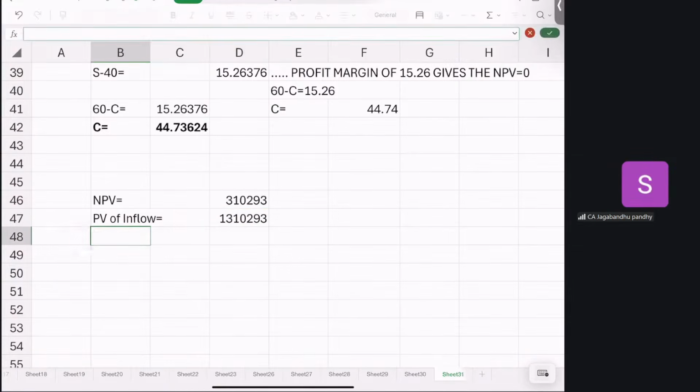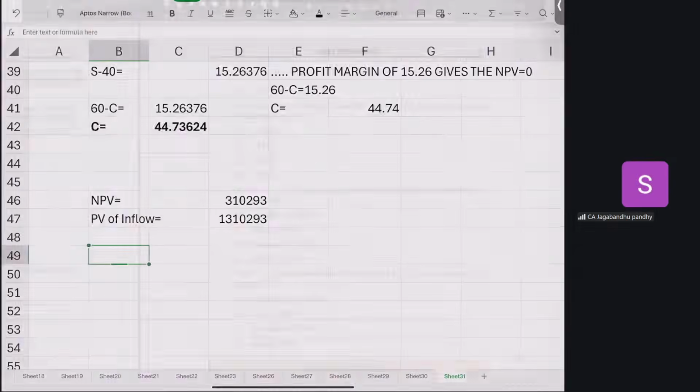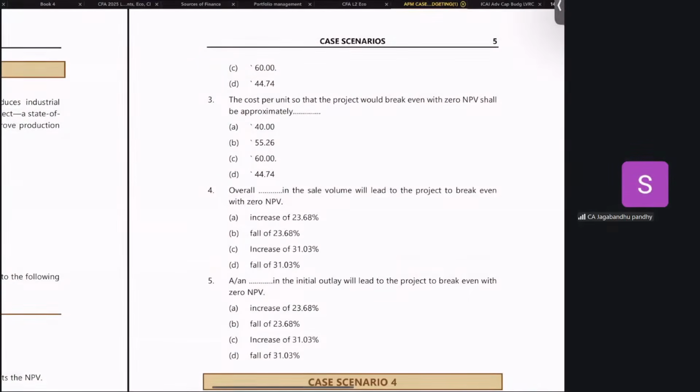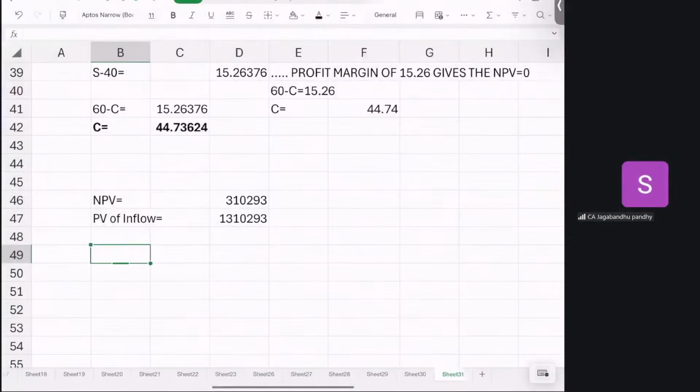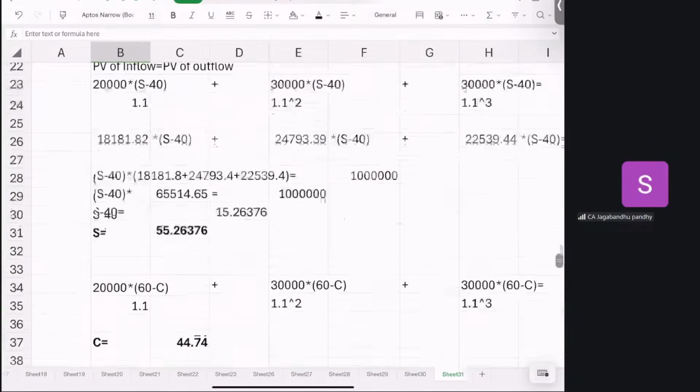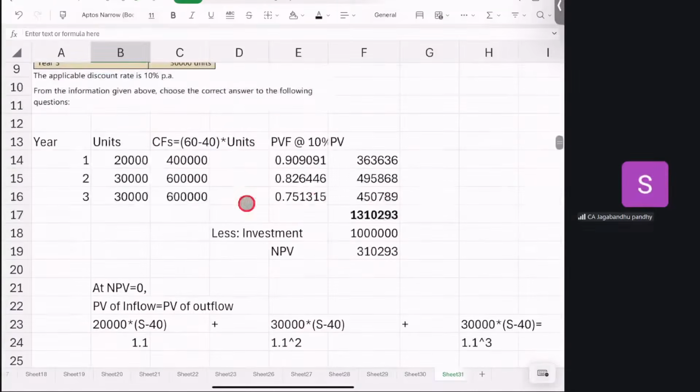So we want to know what percentage change in sales volume will cause the project to break even with 0 NPV. What should be the percentage change so that NPV becomes 0? Of course, the units are going to impact each of these cash flows, so some percentage change over here is going to cause the NPV to be 0. We want the NPV to be reduced to 0, right?